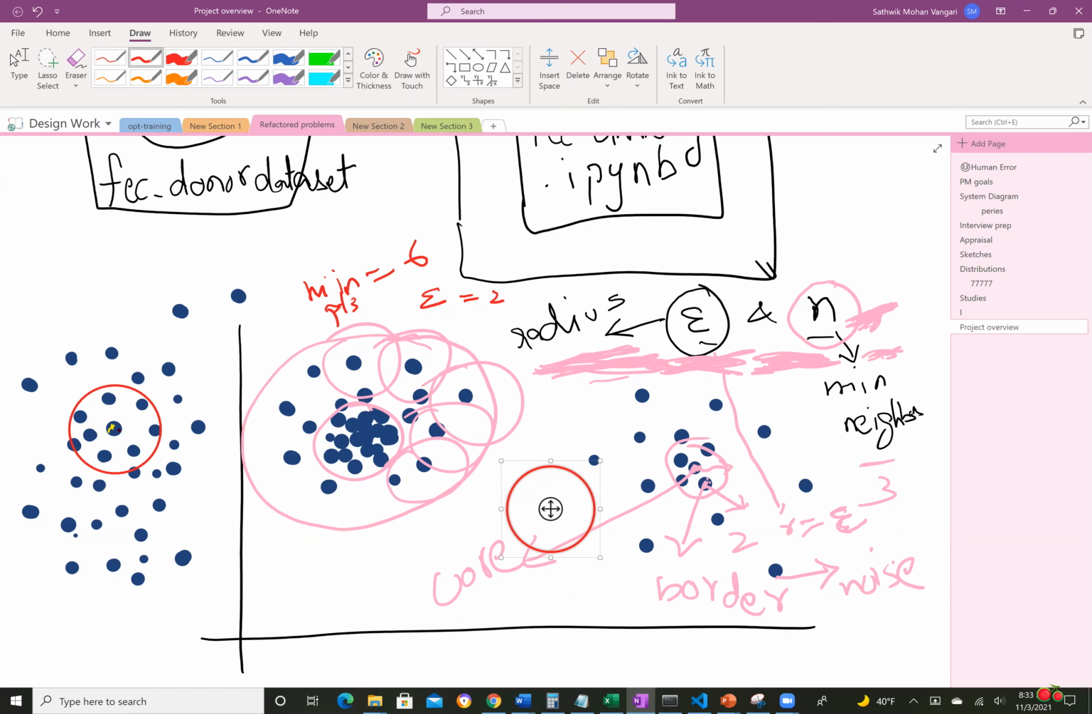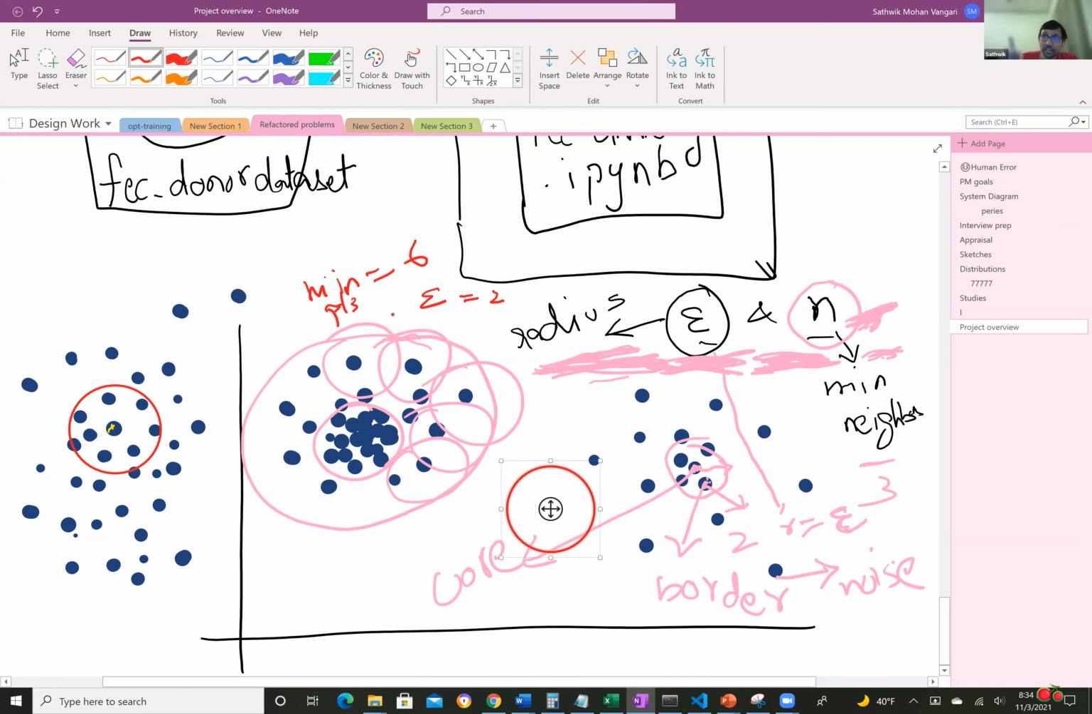Count again. 7. Is it the first one or this new one? No, the new one is just a circle that I drew. This is my data. Are we counting the yellow point as a neighbor? No, that's the point I'm talking about. Seven. What are the other points inside the circle? The circle's radius itself is 2, which is here. Okay.